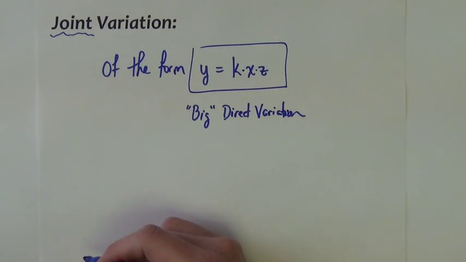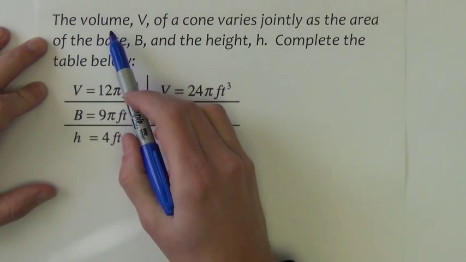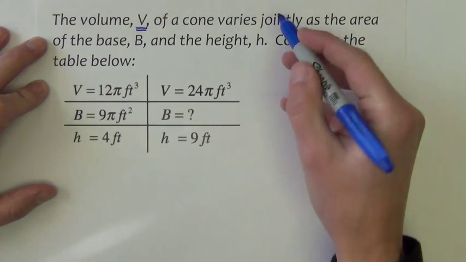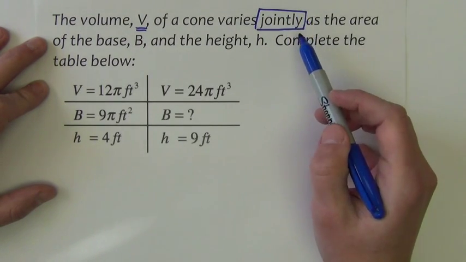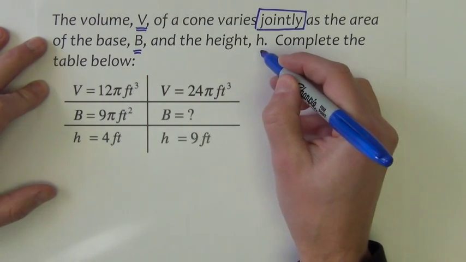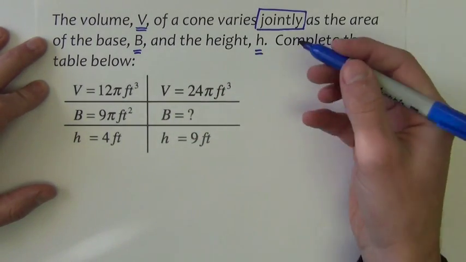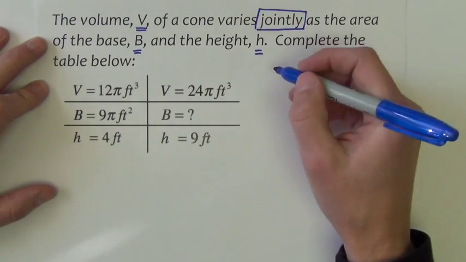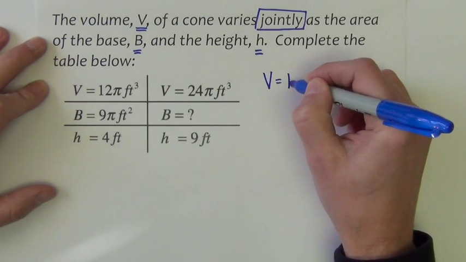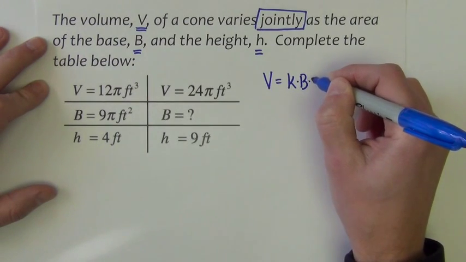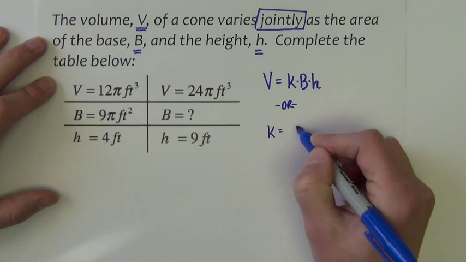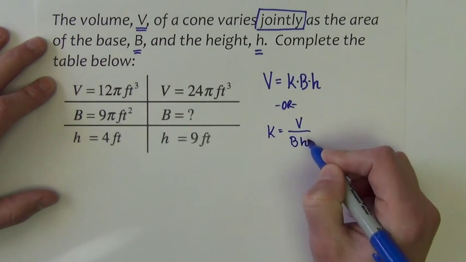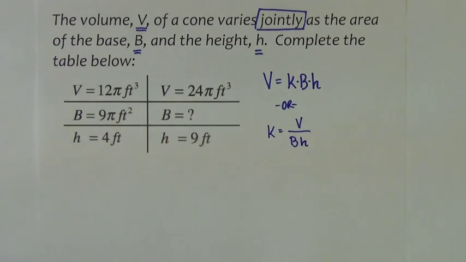Okay, so let's just go straight to an example to see how this works. The example problem says the volume V of a cone varies jointly. So there we see the type of variation within the problem, varies jointly as the area of the base B and the height H. Complete the table below. Okay, so let's write out the model. Instead of using y and x and z, we'll use these letters within the problem: the volume V varies jointly with the area of the base and the height. Or, because I'm going to go with the proportion strategy, the constant equals the volume divided by the B and the H. Divide by both of these, we get K by itself.